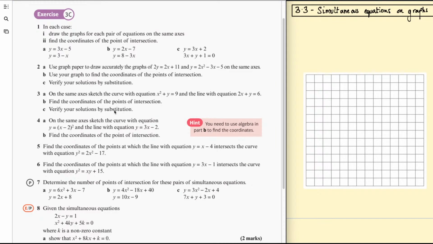let's get started on exercise 3C. We're starting off with some linear simultaneous equations. So part I is asking to draw the graphs for each pair of equations on the same axes and then find the coordinates of the point of intersection.